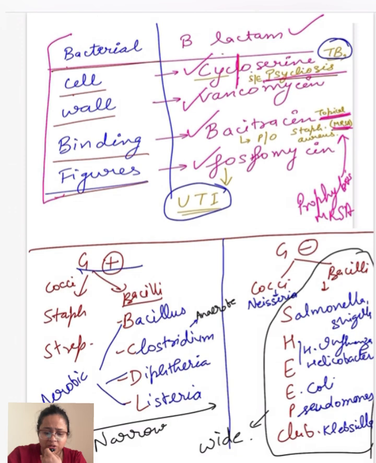Phosphomycin: one pouch is given to the patient in case of UTI.